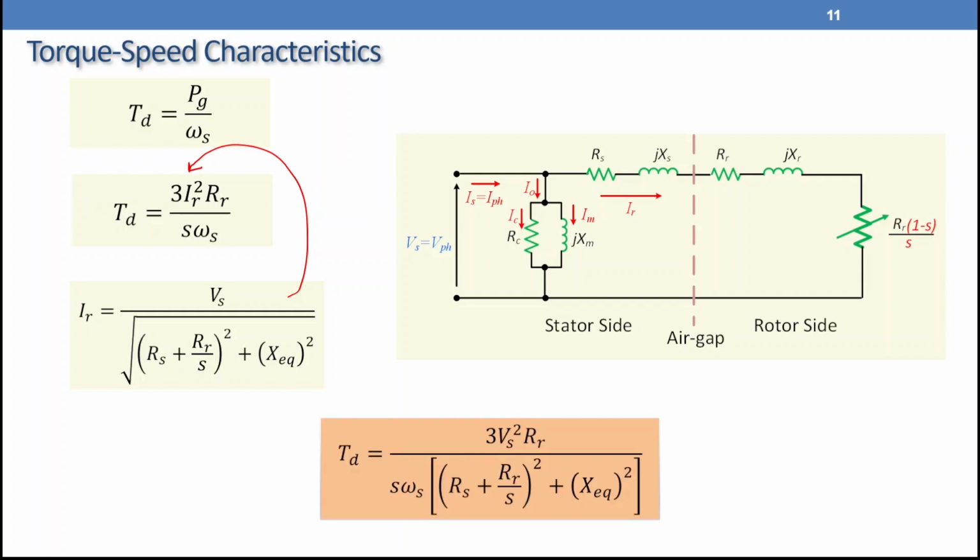So the torque developed equals 3 V supply square, or V phase square, times R rotor over S omega S, over the quantity R stator plus R rotor over S, squared, plus X equivalent square. If we notice here, the torque is a function of the slip, where S is a function of the speed. So the torque is a function of speed, NR, of the motor. So we can plot torque speed characteristics or torque slip characteristics.